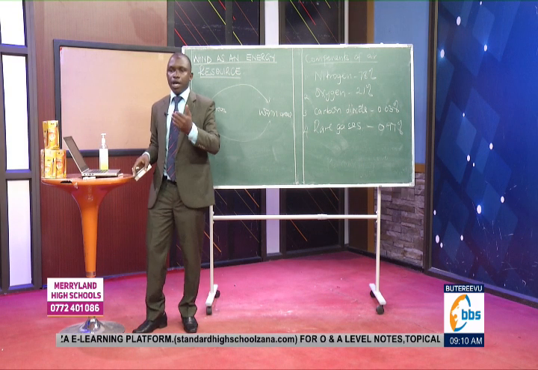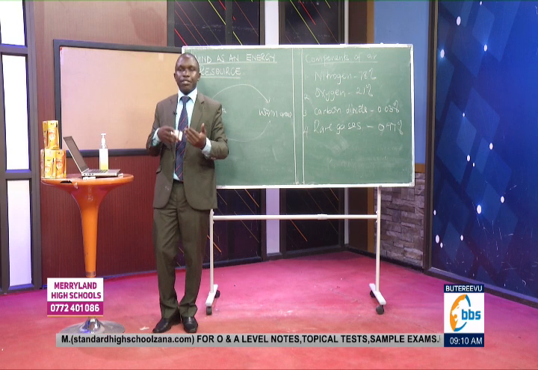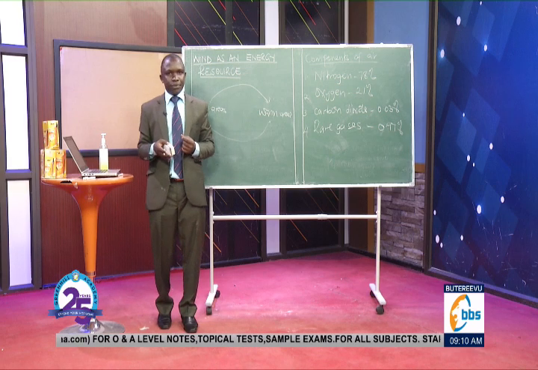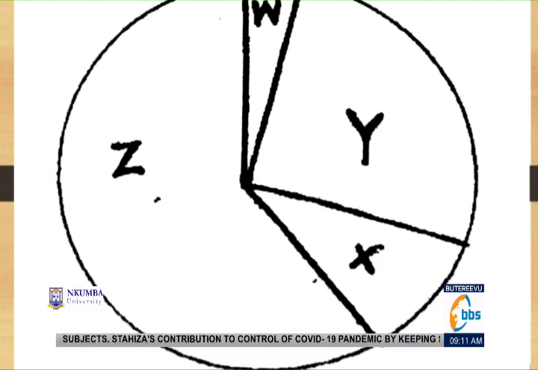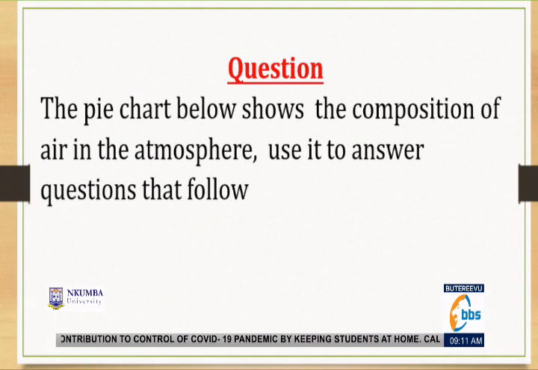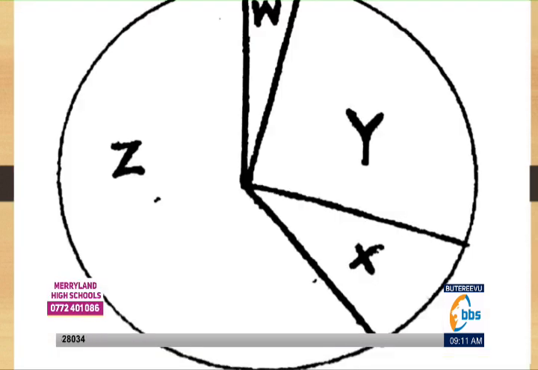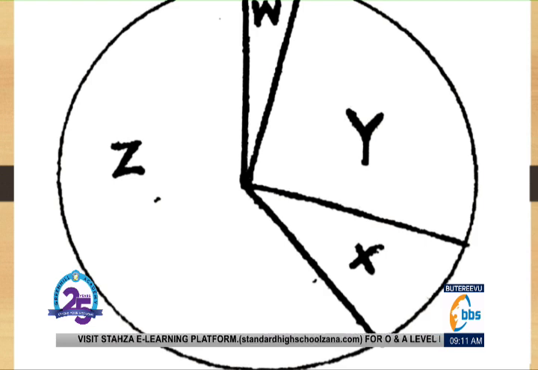Now, I want to give you a sample question here, and it's an application question. It's very good. It's going to help you with how you can answer in case they ask you. I have a pie chart that I'm going to show you. That pie chart shows the composition of air in the atmosphere. So we are going to use it to answer the questions that follow. When you look at that pie chart, we have this part here showing the biggest part. It is labeled Z. And we have W, we have Y, and we also have X.